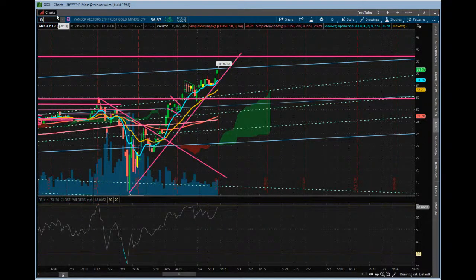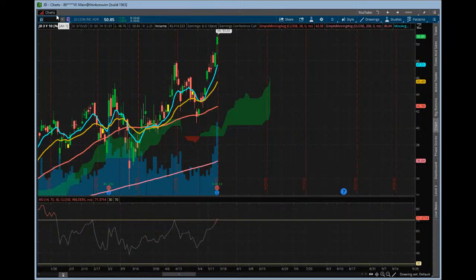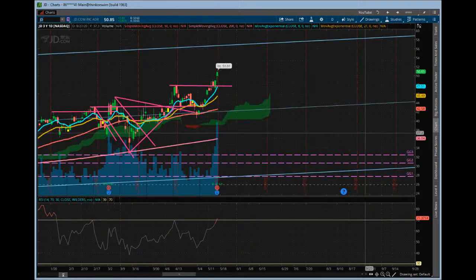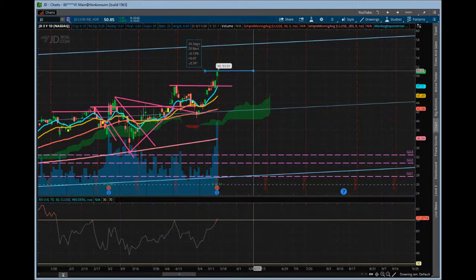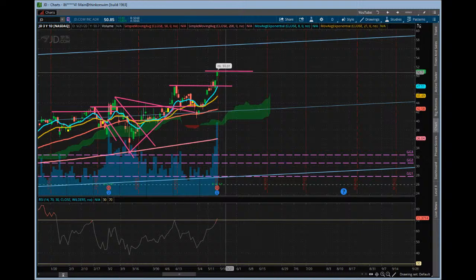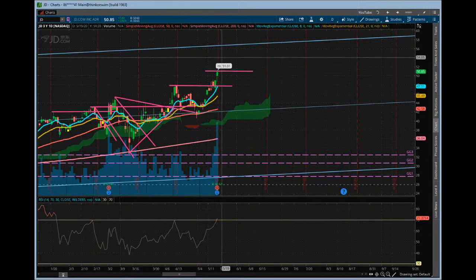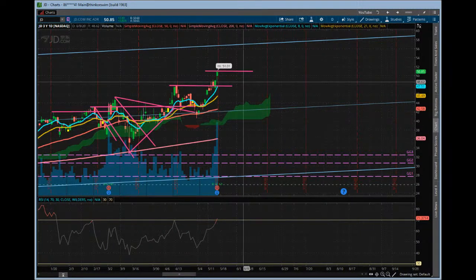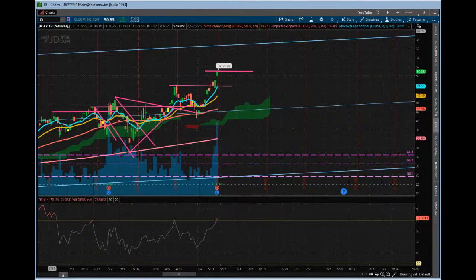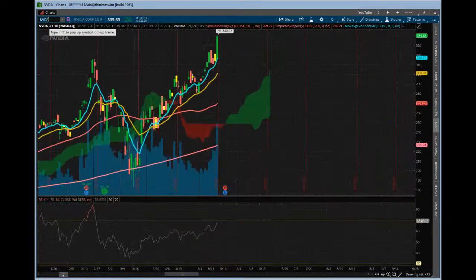JD. Definitely want to keep an eye on right here. Strong day, right? Basically, keep an eye on Friday's high. Friday's highs right there. We might gap above it, but a break above those levels could give another push up. But definitely back in the bullish zone right now. Just be careful. It is a China name, so those could be a little bit tricky sometimes.